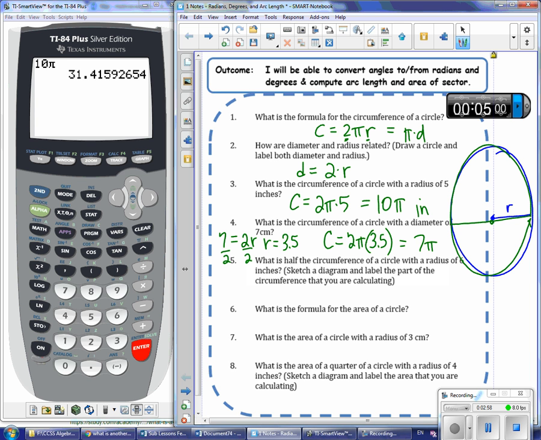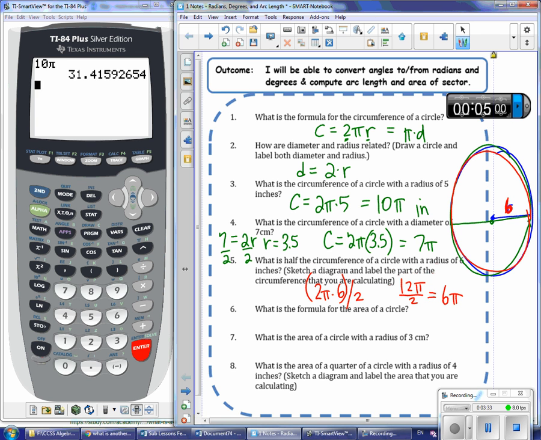In number 5, it says, what is half the circumference of a circle with a radius of 6 inches? So it says to sketch the graph. So let's just go ahead and use the sketch that we have. If this is 6 inches, it's asking about what is half the circumference. Well, the whole circumference is just going to be 2 pi times 6. And if I want half of that, I'm just going to divide the whole thing by 2. And so if I'm just dealing with the numbers, again, I'm going to leave pi in my answer. That's going to be 12 pi over 2, which is going to reduce to 6 pi.